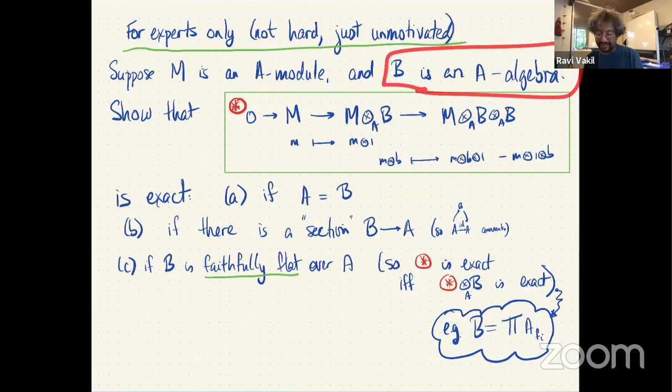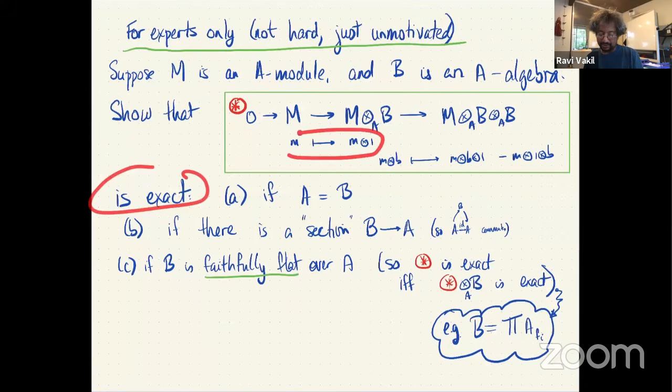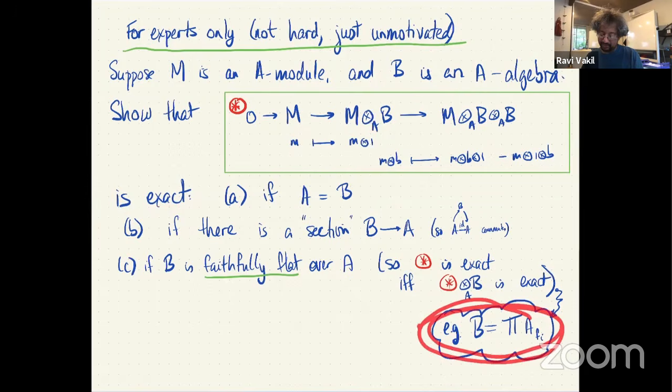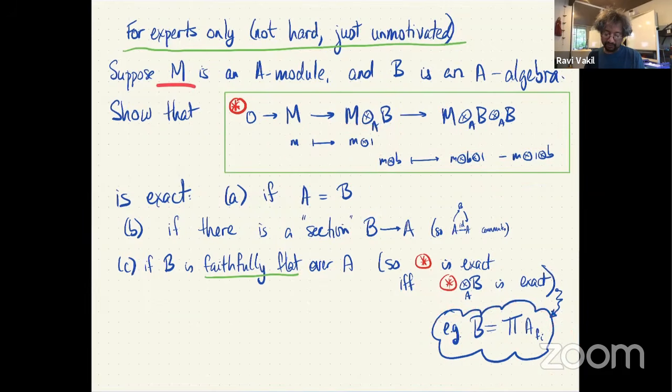So if you have an A algebra B, we're going to show that under some hypotheses, M to M tensor B to M tensor B tensor B is going to be exact, and the maps look like this. The thing to have in mind is where B is the product of each of these rings, or one of these rings. And then these maps are exactly the maps you're expecting, given what we just did. So the first problem is to show that's exact if A equals B, and that's just the trick that let us finish off the problem last time.